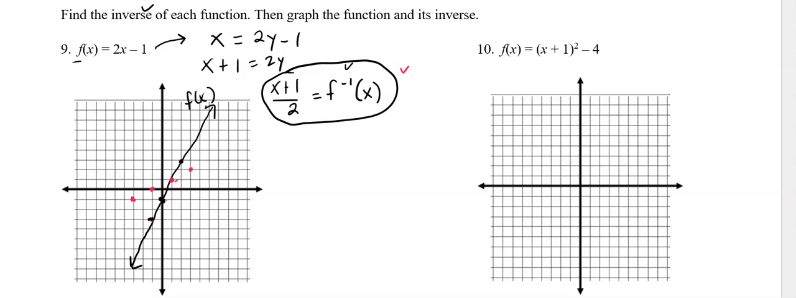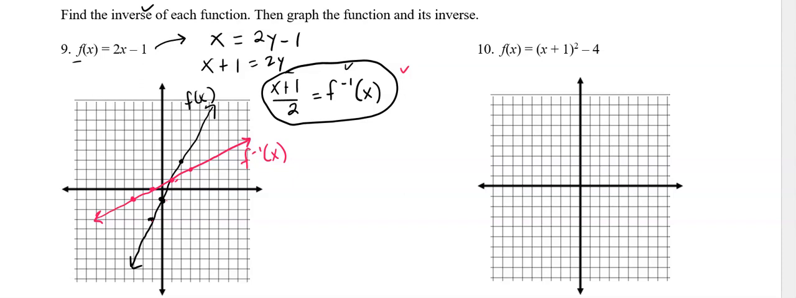So just switch the x and y coordinates within each ordered pair on the function, and that will enable you to get the graph of the inverse. And so on your exam, if you run into this, you can just label your two graphs that way.